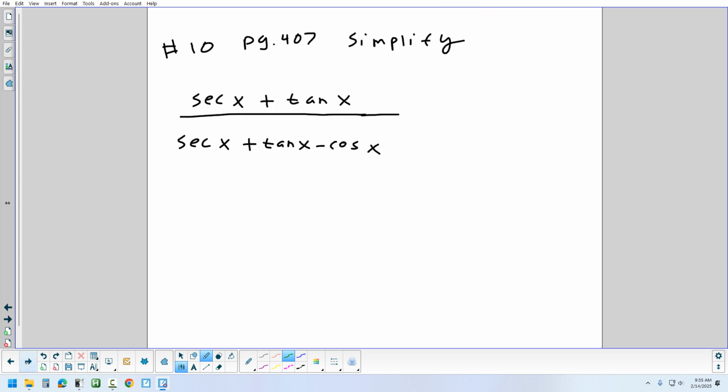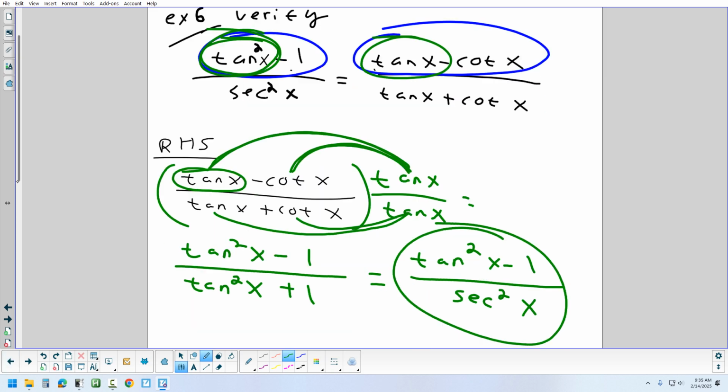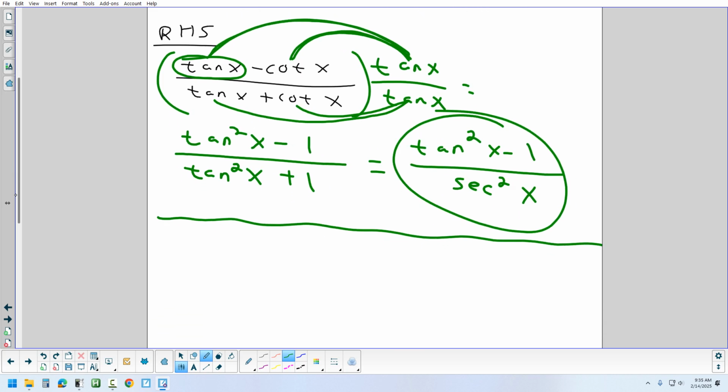Let me see. Let's try changing it to sines and cosines. I hadn't thought about how to do it that way, but let's try it and just compare it to what we just did. Okay. So that's that way. Okay. Now let's try sines and cosines.